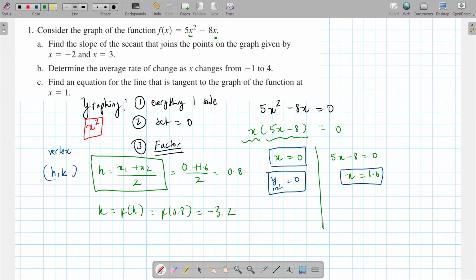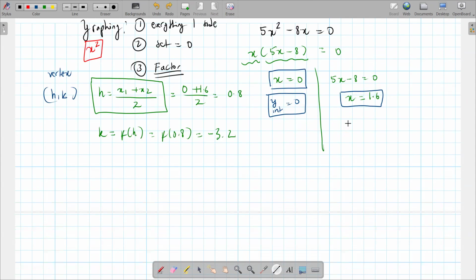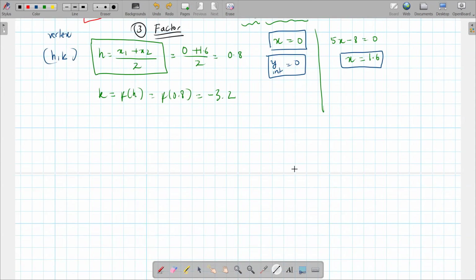So now we have everything we need to be able to graph this quadratic function. And I would always recommend at this level, just graph it out. So where do I graph this? I'm going to put it here. Or maybe actually I need more space. So 5x squared minus 8x. We have these three things. I'll put them down here. I'm going to make a nice sketch.